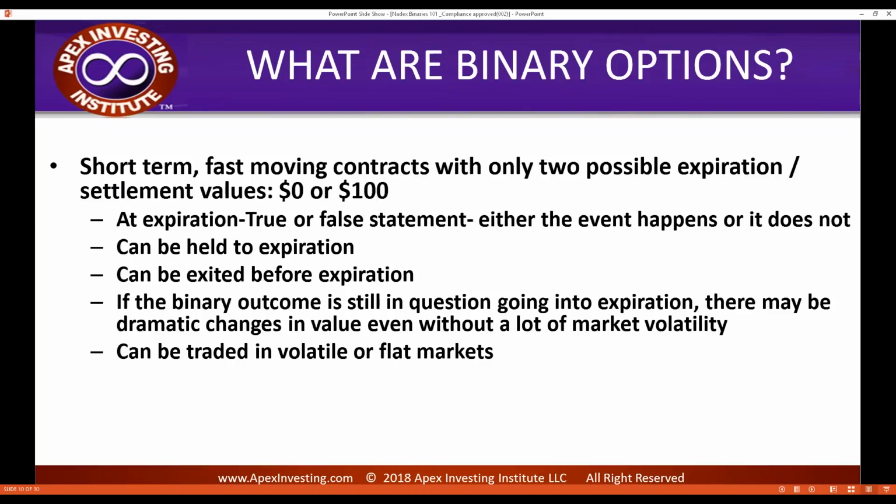So binary options, they're short-term, fast-moving contracts that only have two possibilities at expiration, two possible outcomes at the expiration of the binary. A binary is either worth 0 or 100.